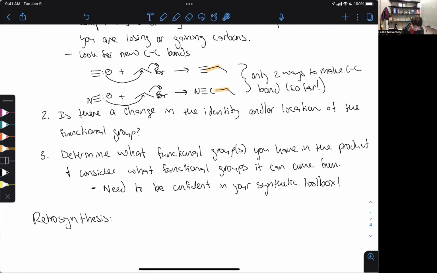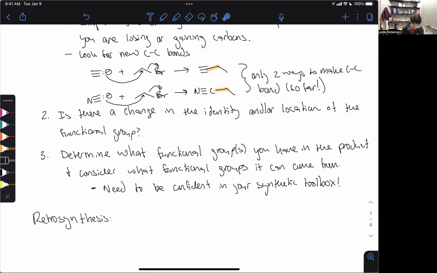And then finally, just determine what functional groups you have in the product. That's going to help you start off your retrosynthesis. As you think about, okay, I've got this functional group, what functional groups could I have synthesized it from? What kind of starting materials would that look like?